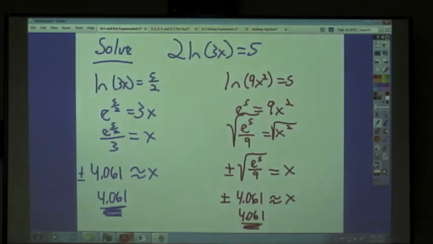Or you could take that 2 that's in front of the logarithm and make it the exponent for 3x, so it would be 9x squared. And then you do your base e raised to the 5th power equals 9x squared. Solve it by dividing by 9, taking the square root. Either way, because of the e to the 5 halves on the left side or the square root on the right side, you have to put a plus or minus, because that wasn't there in the problem before. If you do that plus or minus, you're going to have a positive or negative 4.061. If you look back at the original problem, you're not going to be able to plug in the negative, because the negative will not work in the original problem. So negative is an extraneous solution.